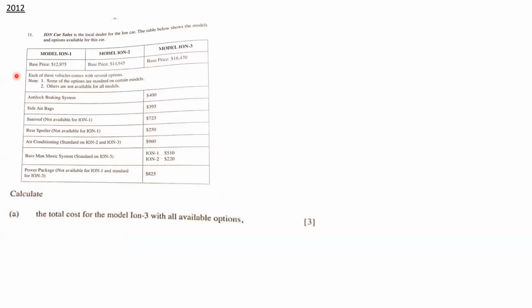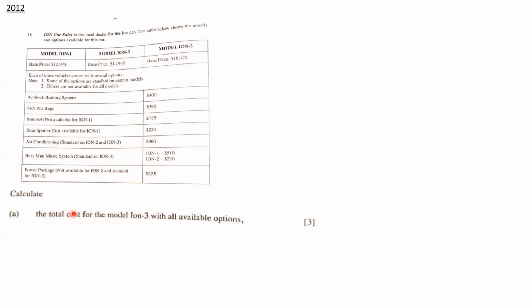This one is 2012. We have different cars here. Model Ion 1, the base price is 12,975. Model Ion 2, the base price is 14,945. For Model Ion 3, the base price is 16,470. Now it says Ion Car Sales is the local leader for Ion Car. The table below shows the models and options available for the car. So we can get brakes, sunroof, air conditioning, and so on and so forth.